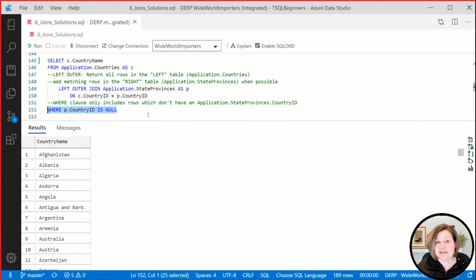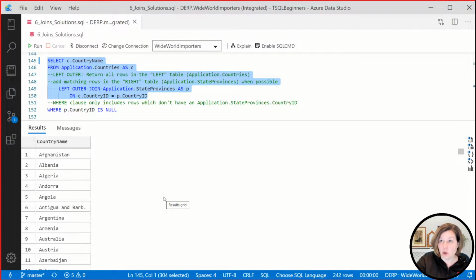Where country ID is null filters out all of the rows that would have matches, right? So if I run this without that where clause, I get 242 rows, because the United States has all those different state province IDs matching up with it. But the United States is the only one.